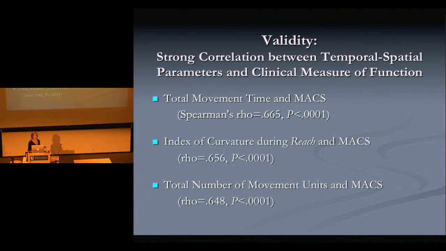So new measures are only useful if you can prove some validity. So we looked at the validity or clinical usefulness of the temporal spatial parameters by testing the statistical correlation between these parameters and the standard clinical measure of function, which is the manual ability classification scale. And we found a strong correlation between this scale and the parameters of total movement time, index of curvature, and the total number of movement units. So this suggests that we've come up with some potentially useful measures.